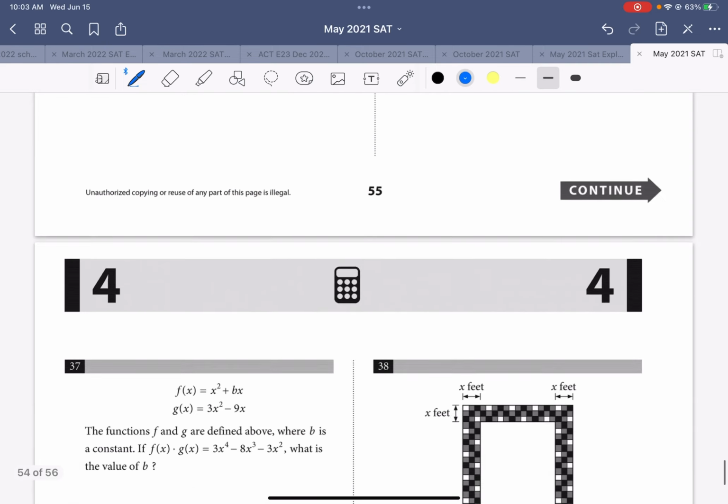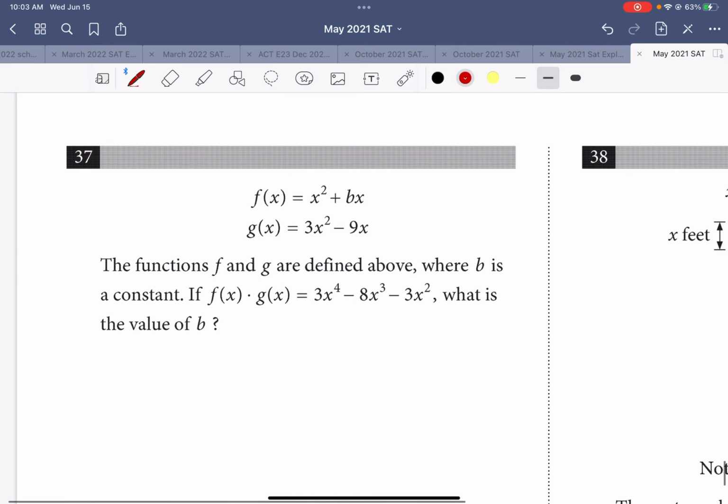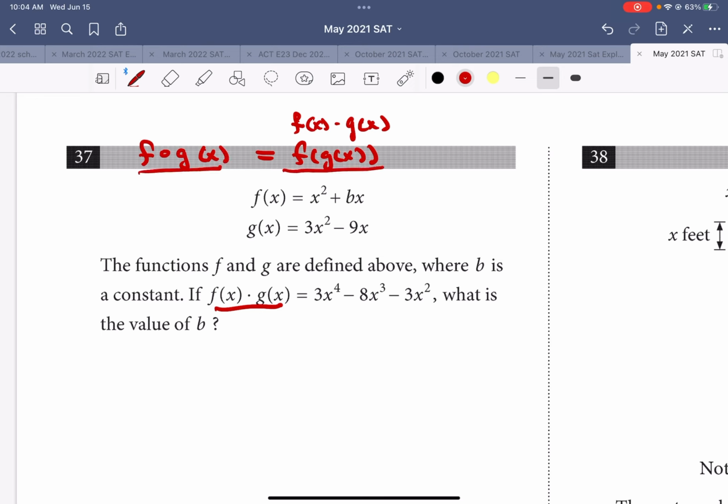Now, next one, 37. The functions f and g are defined above, and b is a constant. Okay, let's multiply it out. This is multiplying. So remember, f of x times g of x, that's a multiplication. But f of g of x, if you see that notation, that's what we call a composite, which means f of g of x. So that is not the same as this, okay? Remember that. But this one is a multiplication. It doesn't have an open circle, so that's just a multiplication.